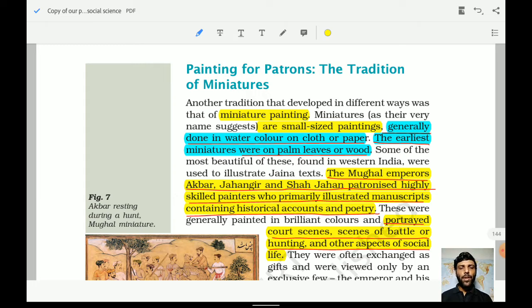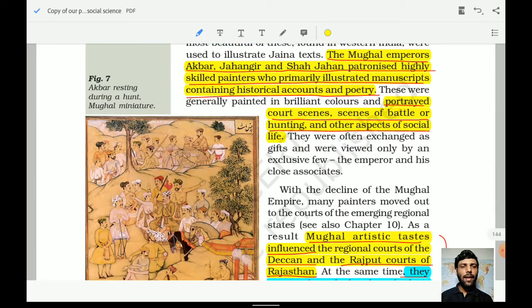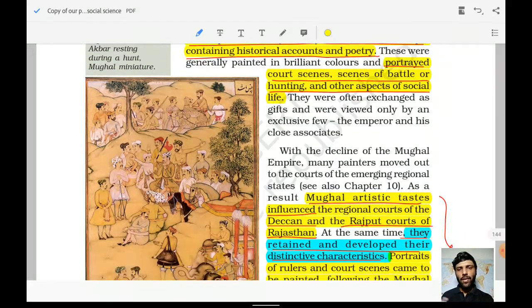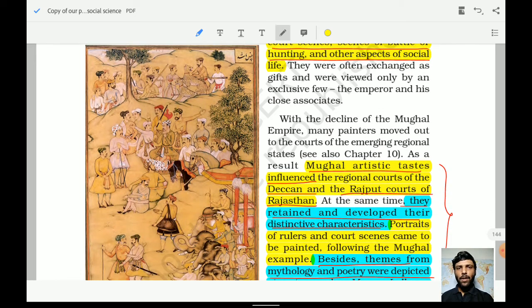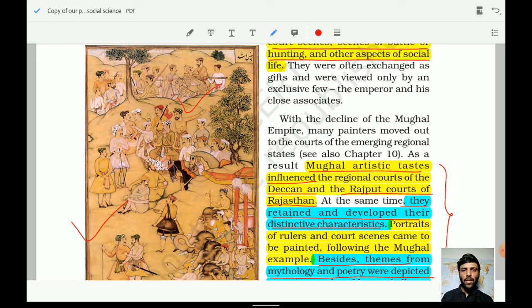Remember this. Portraits, court scenes, battles, hunting, and other aspects of social life have been depicted. On the left-hand side, if you pay attention, a miniature painting is shown where Akbar is resting during a hunt. It has beautifully depicted how the people were there, and the cheetahs were also there, along with elaborate details such as the trees, the people, and how they were holding different things for the hunt.